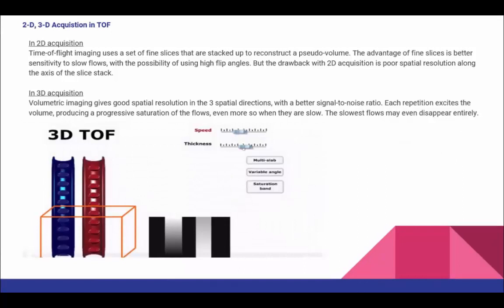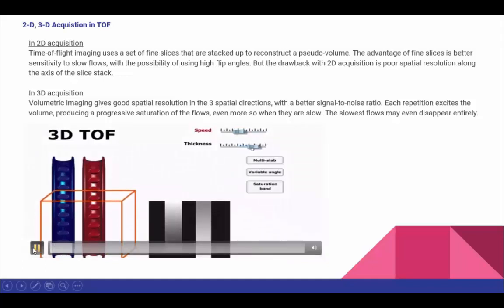Time-of-flight methods can be implemented using 2D or 3D acquisition. In 2D acquisition, time-of-flight imaging uses a set of fine slices that are stacked up to reconstruct a pseudo volume. The advantage of fine slices is better sensitivity to slow flow, which does not remain in the slice for long and will therefore not be saturated. But the drawback with 2D acquisition is poor spatial resolution along the axis of the slice stack.